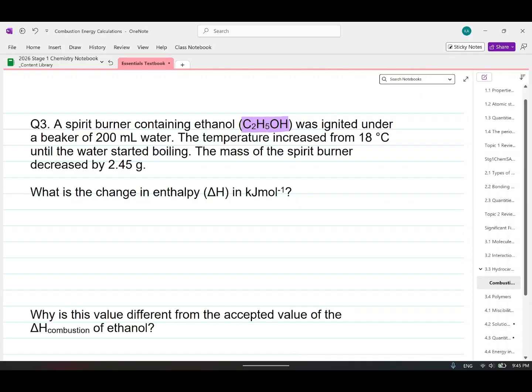This spirit burner was ignited under a beaker of 200 milliliters of water. So again, we're probably going to have to work with the mass of water. The temperature increased from 18 degrees Celsius until boiling, and the mass of the spirit burner decreased by 2.54. Lastly, I'm going to highlight our final answer. We're trying to find delta H in a particular unit. Whether you can see it or not yet, there is a lot of stuff we have to do. I will throw the equations up here again.